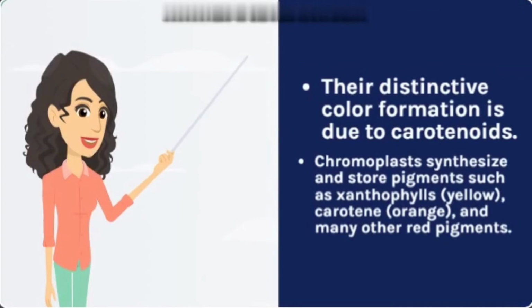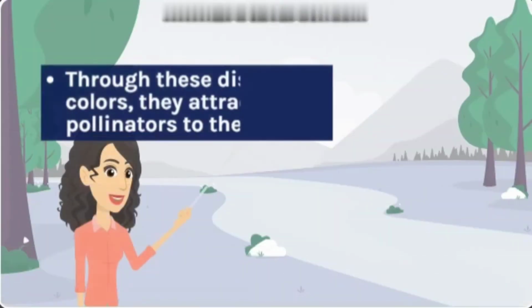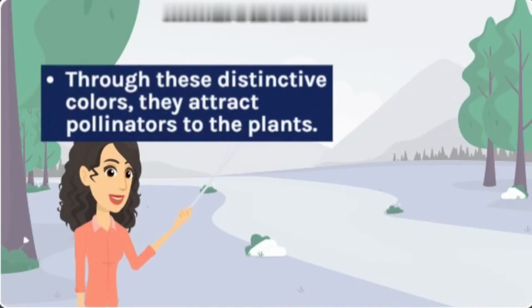Their distinctive color formation is due to carotenoids. Chromoplasts synthesize and store pigments such as xanthophylls, yellow, carotene, orange, and many other red pigments. Through these distinctive colors, they attract pollinators to the plants.